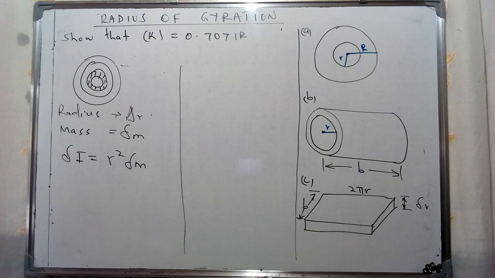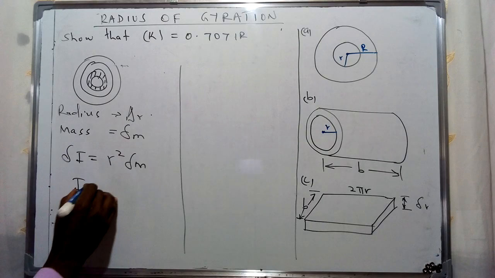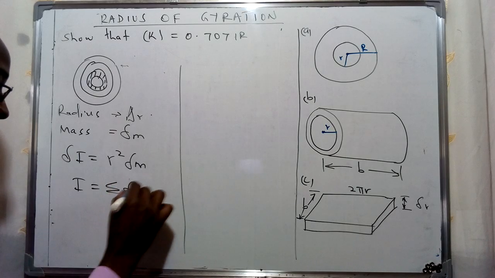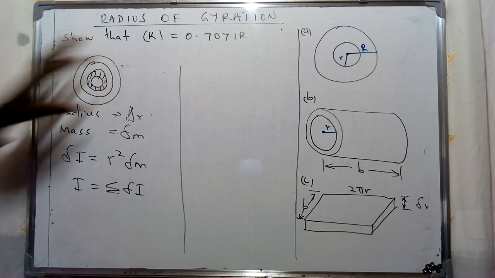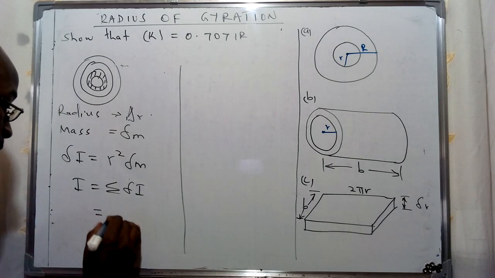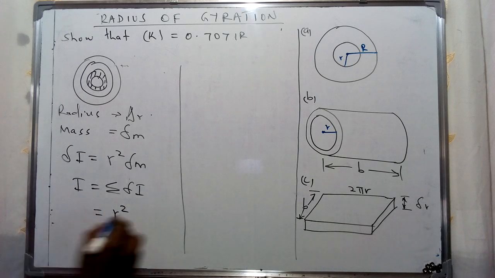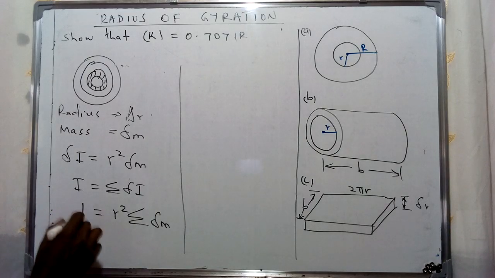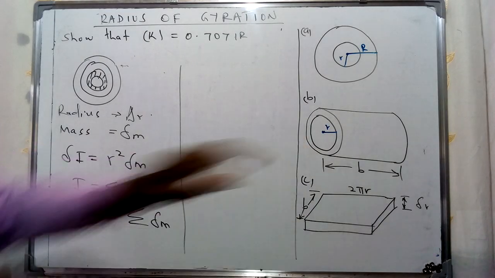Now in this case, we can as well give this moment of inertia as the summation of these small elements, sigma I, which is going to give us the moment of inertia for this whole section. This can further be given in terms of the square of r and the summation of these mass elements, and that's going to give us an idea of how we can find the moment of inertia of the entire cylinder which we have given.